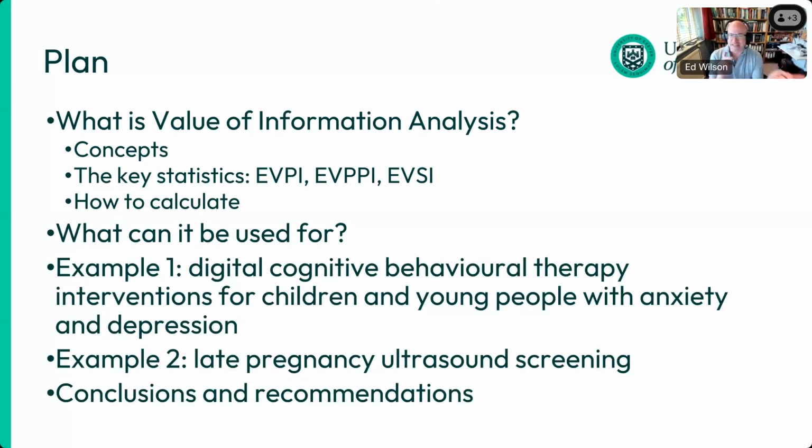I'm actually going to explain them in a different order. I tend to go EVPI, EVSI, and then talk about EVPPI. That's just my personal preference, but hopefully it'll make logical sense. I'll give a brief overview of how to calculate them. And then I'll really go into what it can be used for, examples of how you can apply it. And then I'll talk about two specific examples where I've used it in the past, and then we'll finish with conclusions and recommendations.